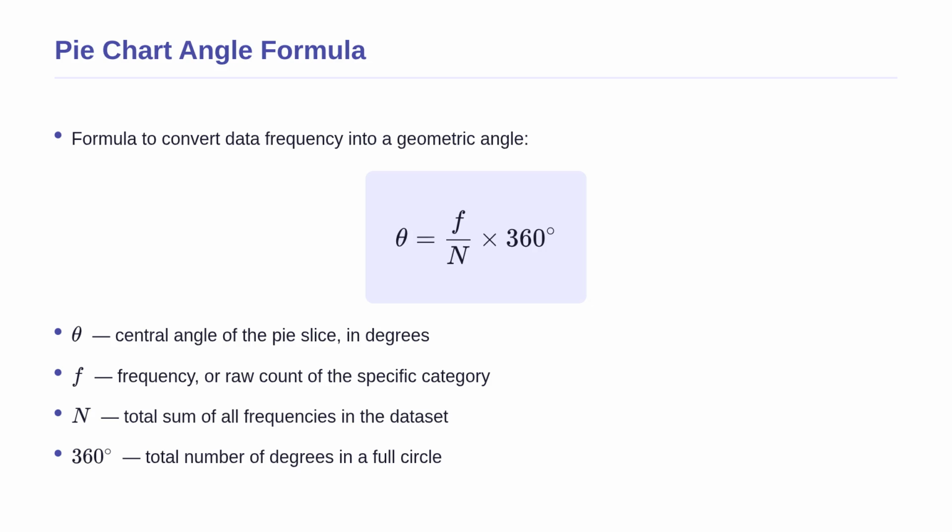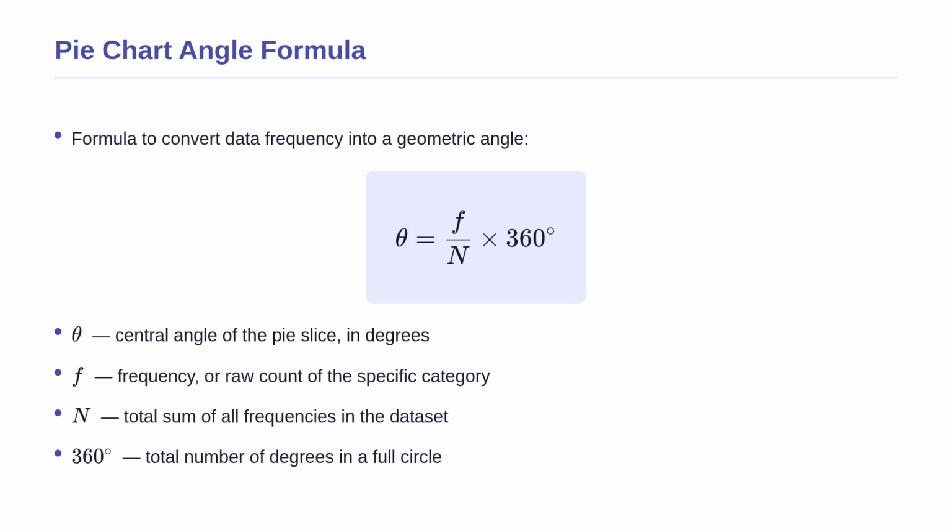Here is the mathematical engine behind the pie chart. The formula is theta equals F divided by N multiplied by 360 degrees. Conceptually, this calculates what fraction of the total data belongs to a category, and then takes that same fraction of a full circle. Let us break down the symbols.